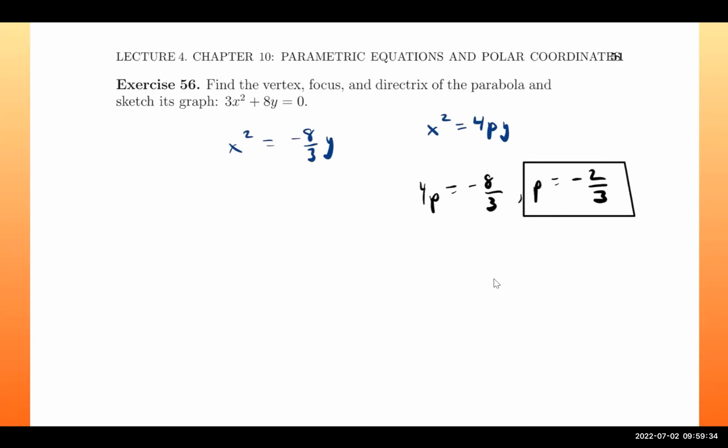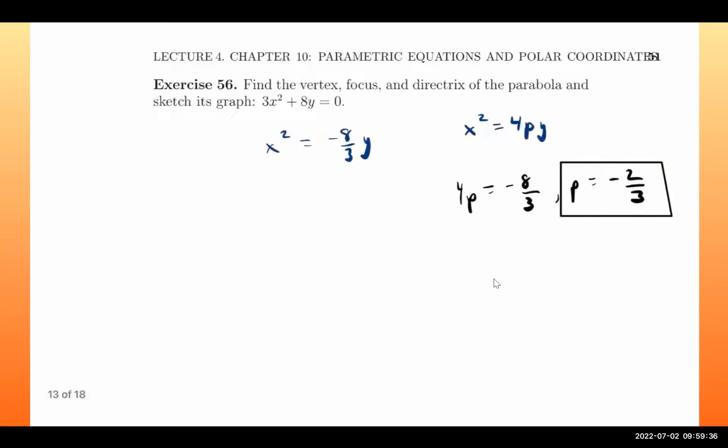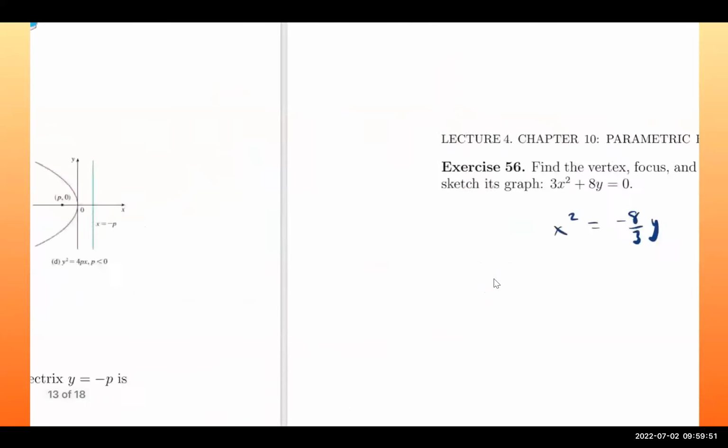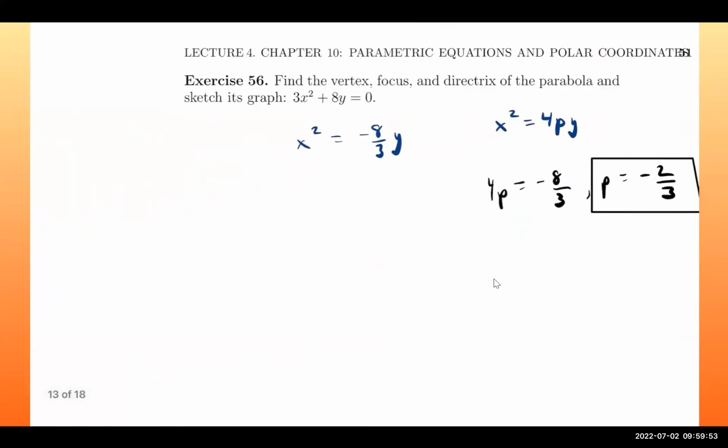Okay, they also want the focus. Well, let's determine which type of parabola this is going to be. As you can see, p is negative, so it has to be one of these two because it's in the form of x squared equals, not y squared. And p is negative, which means it's this one, so it's going to open down, and the directrix is going to be in the positive on top. So it's going to look like this.